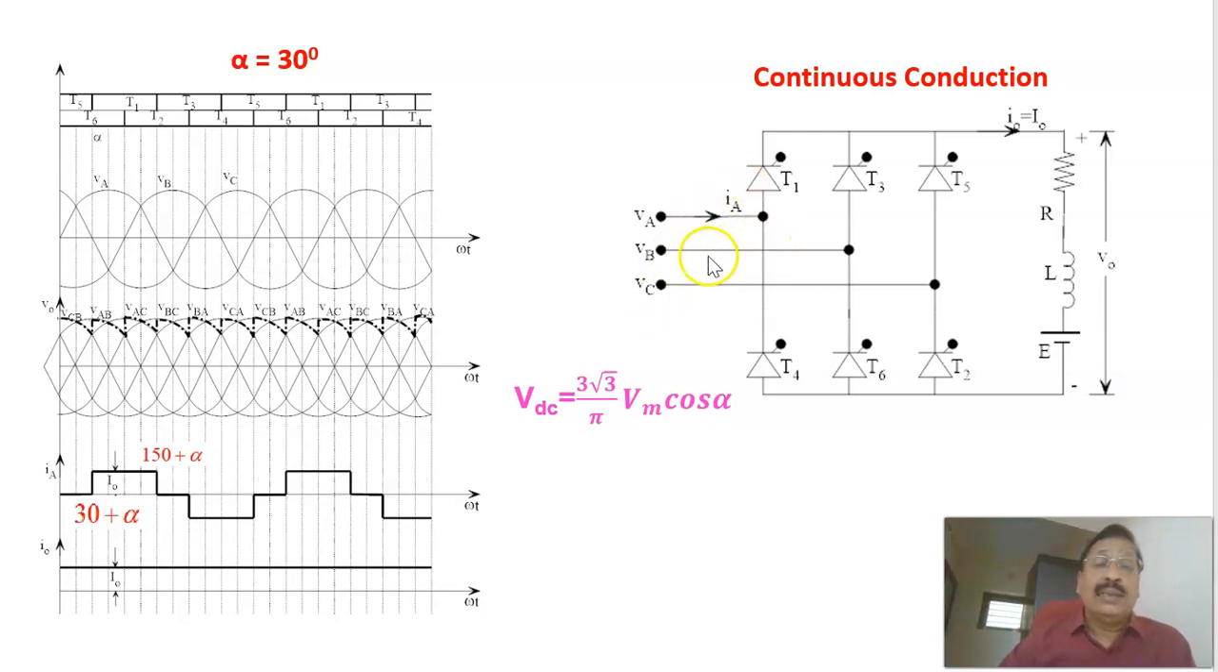Like that, you can draw the source current in phase B and phase C. All are 120 degrees apart. Therefore, this is the constant load current, this is the source current in phase A, and these are the devices or switches conducting for different durations, drawn for firing angle alpha. This is the voltage across the RLE load, and the firing sequence is T1, T2, T3, T4, T5, T6, all fired at 60 degree intervals. So this is the average voltage.